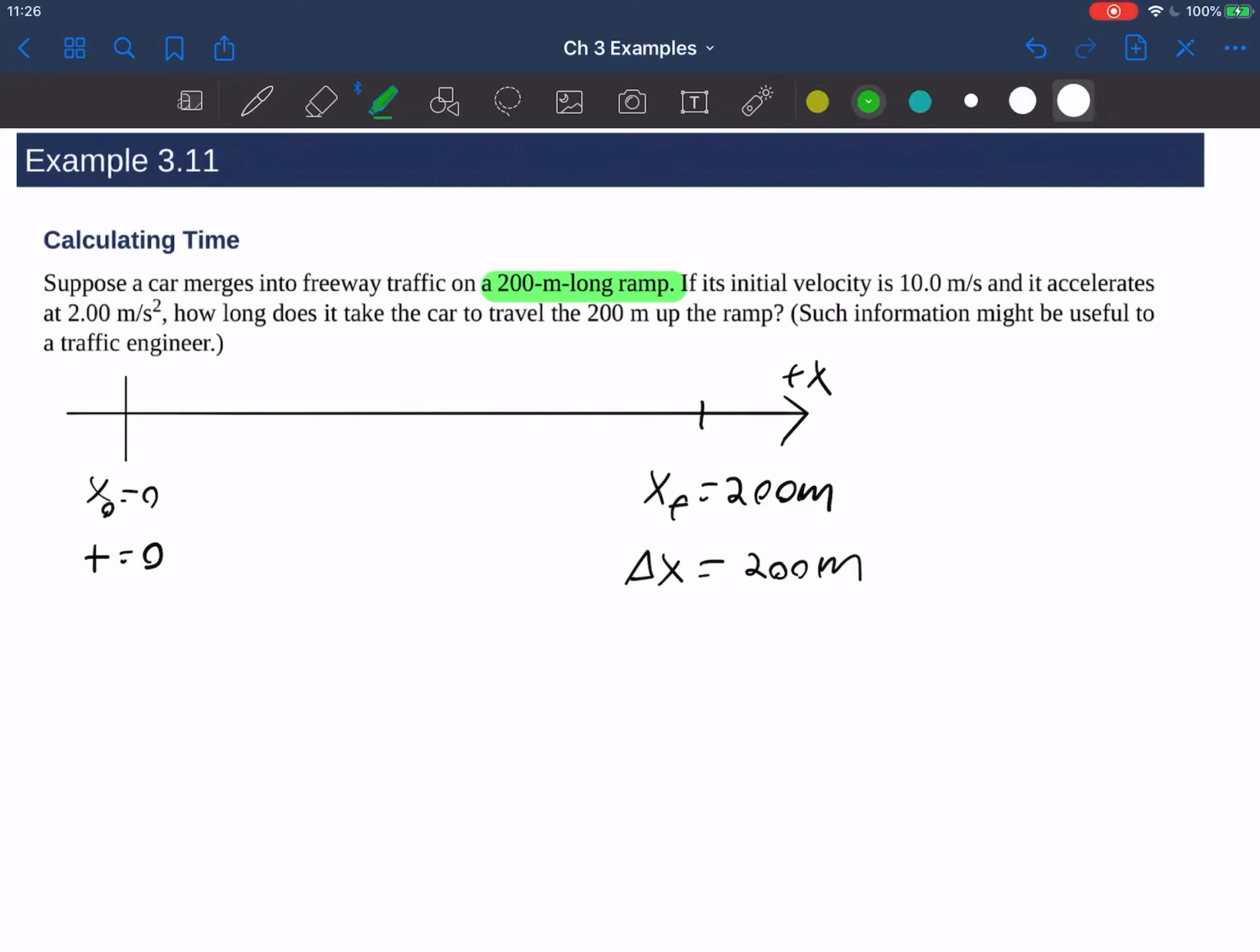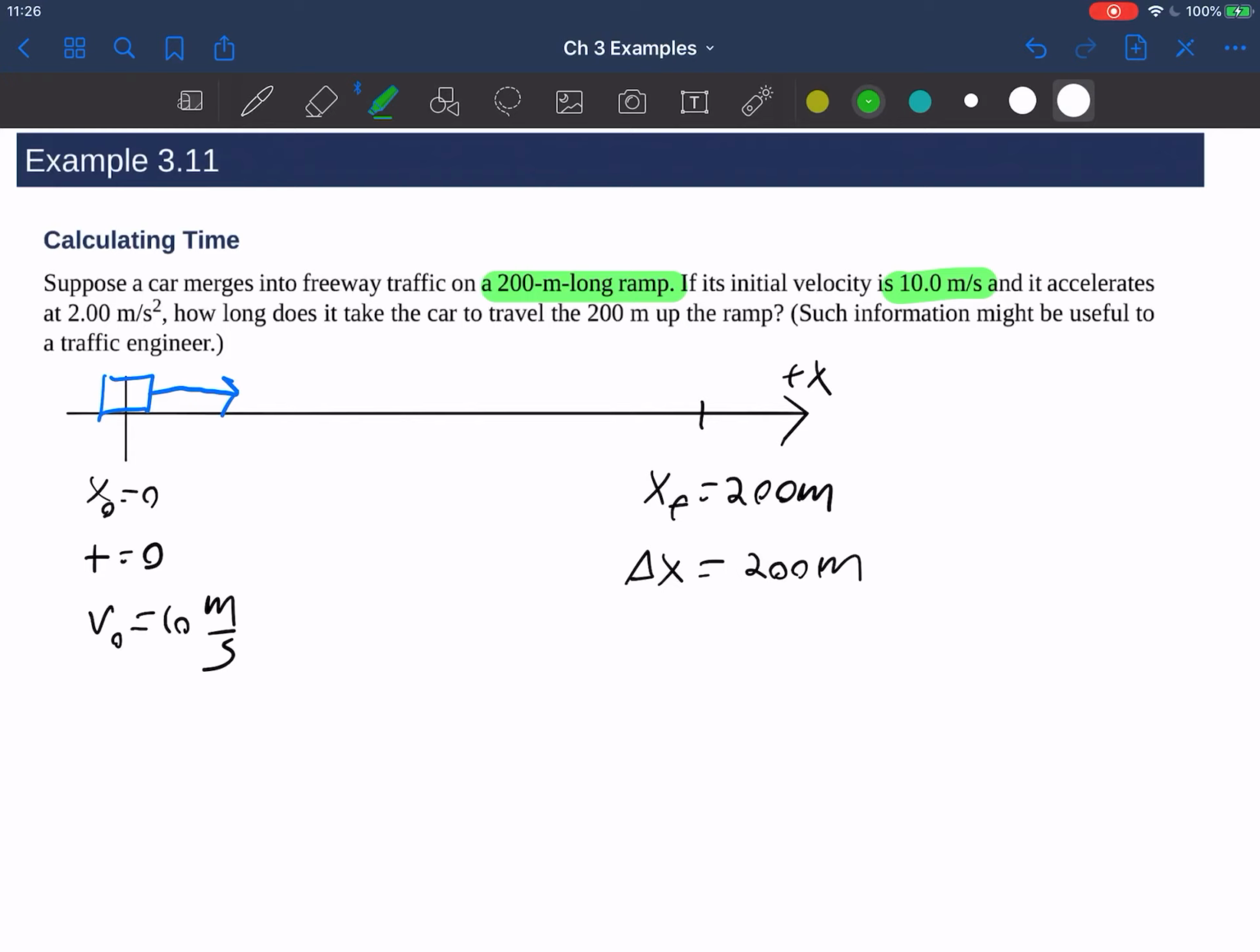They also tell us that our initial velocity is 10 meters per second, so I can write that down as v naught, our velocity at time equals 0, is equal to 10 meters per second. So I have this car that's located here at time equals 0, at x equals 0, and initially has some velocity of 10 meters per second in the plus x direction. What other knowns do they give us?